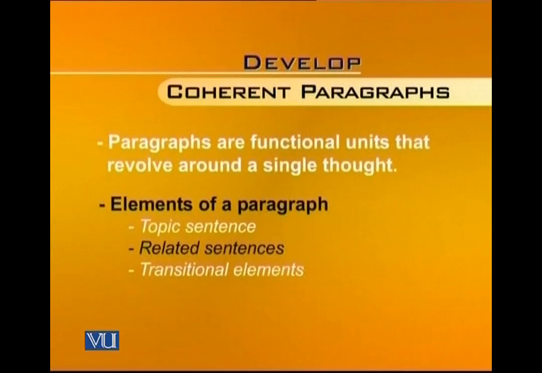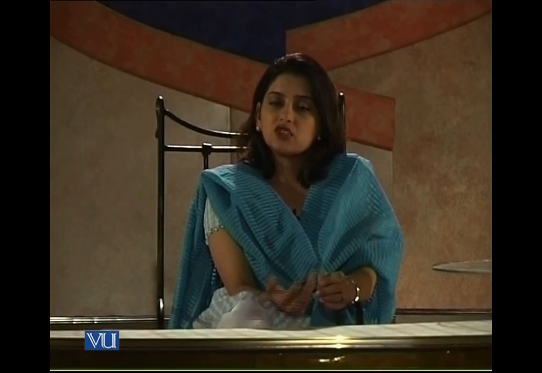The elements of a paragraph are the topic sentence, which expresses the main idea, what is being talked about in the paragraph, the related sentences, sentences which show some relationship between themselves and to the topic, and the transitional elements, ऐसे elements, ऐसी चीज़ें जो कि उन related sentences को आपस में और topic sentence से link कर रही हैं. ये transitional elements conjunctions हो सकते हैं, prepositions हो सकते हैं, etc. But a lot of the times they are conjunctions.